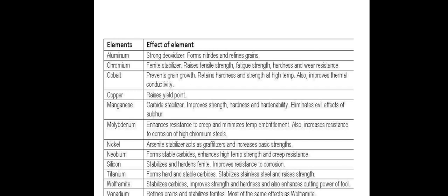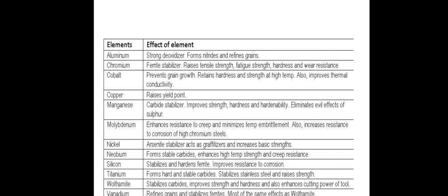Aluminum is a strong deoxidizer and forms nitrides and fine grains. Chromium, a ferrite stabilizer, raises tensile strength, fatigue strength, hardness and wear resistance. Cobalt prevents grain growth, retains hardness and strength at high temperature, and also improves thermal conductivity. Copper raises yield point. Manganese, a carbide stabilizer, improves strength, hardness and hardenability, and eliminates the evil effects of sulfur. Molybdenum enhances resistance to creep and minimizes temper embrittlement, and also increases resistance to corrosion of chromium steels.